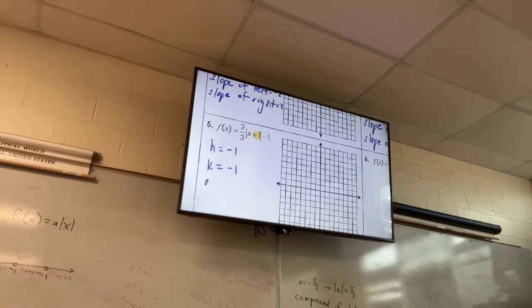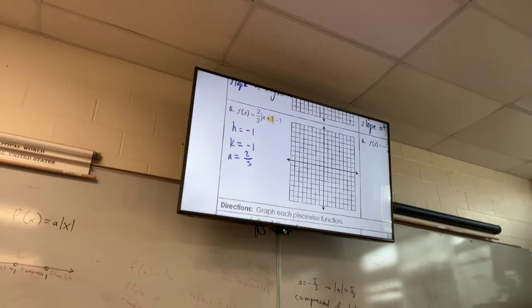Sophia Fisher, what's my A? 2/3, yes. So my vertex is negative 1, comma, negative 1. It's going to be whatever H is, comma, whatever K is. A is 2/3. So the slope of the left equals negative 2/3, right? It's the opposite of whatever A is. And the slope of the right is positive 2/3, okay?